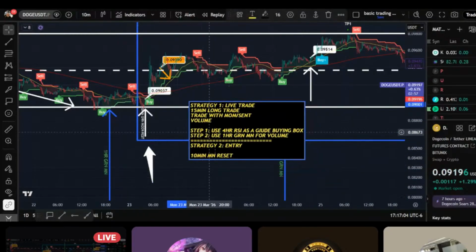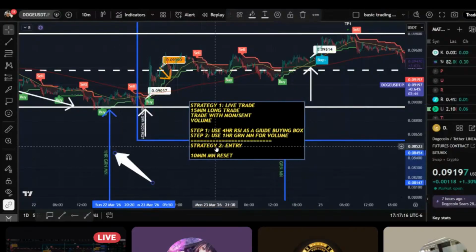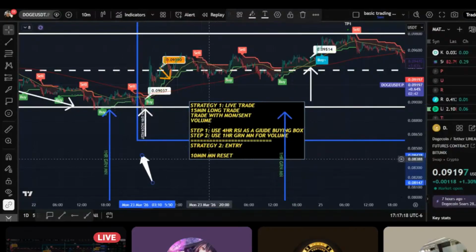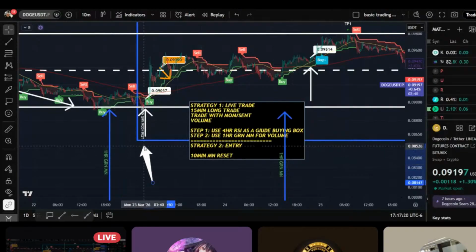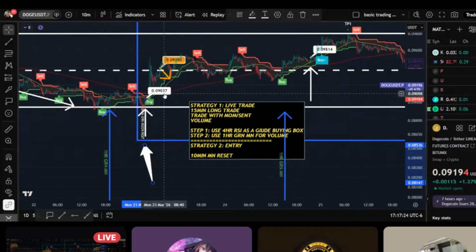So step one, strategy one, live trade, 15-minute long trade. Step one is 4-hour RSI buying box, happened. Step two is 1-hour green moon for value, it happened. Our entry is 10-minute moon reset, boom, that's happened. That triggered the entry at 0937. Does that make sense?